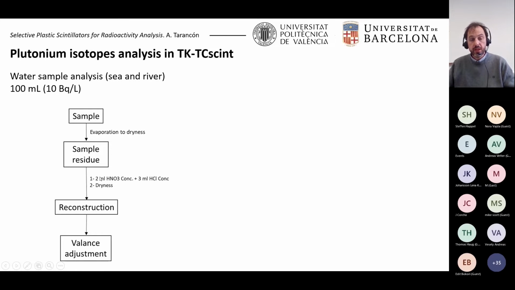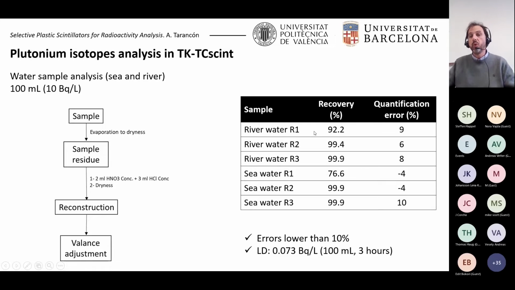We just evaporate to dryness, and then we treat the residue with nitric acid and hydrochloric acid. And after dryness again, we reconstitute, and then we follow with the chemical separation, valence adjustment, and separation through the column. So results obtained are quite satisfactory, with errors lower than 10%, and with a low limit of detection, taking into account that we are measuring in this case a 100 milliliter sample, so we can increase the volume, and also the time, because we were more focusing this study in the possible measurement of plutonium in an emergency, so obtaining a fast methodology.